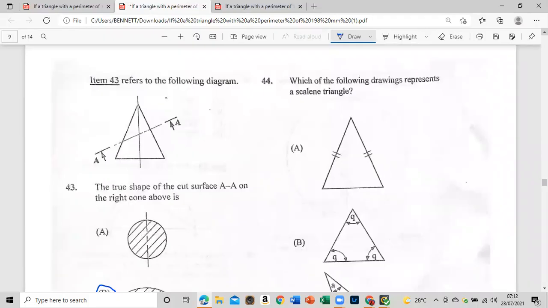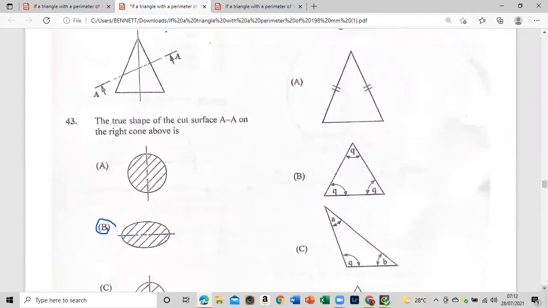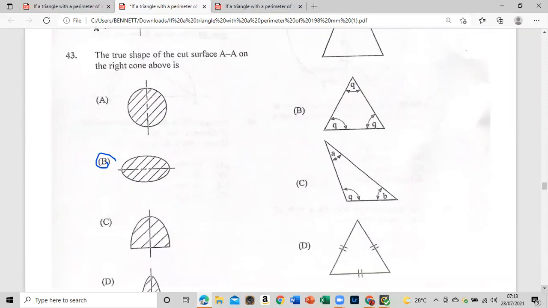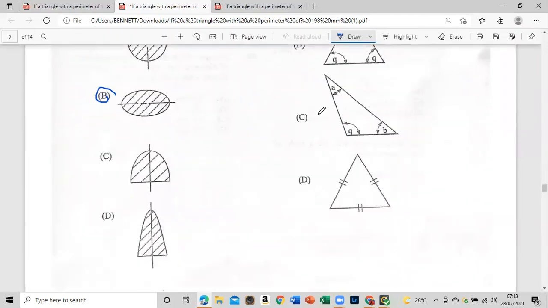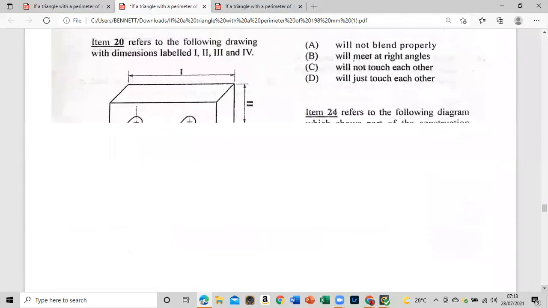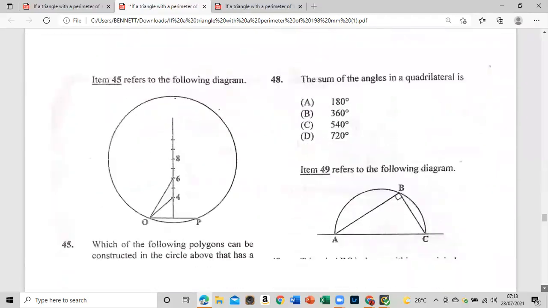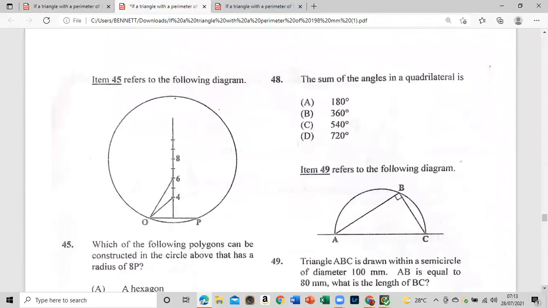Which of the following diagrams represents a scalene triangle? And a scalene, from mathematics, has no sides or angles equal. So right there, we see that it is C. And what is a scalene? All right, 3 different sides, 3 different angles. Oh, this is coming back. Okay, this was an error. We already did that. So we're on to 45.